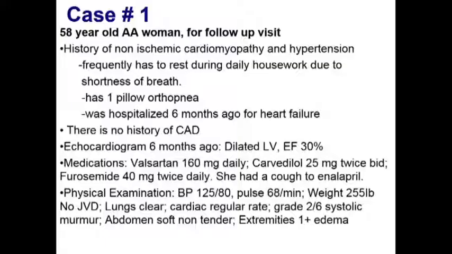Currently, she's on valsartan 160 once a day, carvedilol 40 twice a day, and she's on the valsartan because she had a cough to enalapril. Physical examination reveals a blood pressure 125 over 80, pulse 68, weight 255. She has no JVD, her lungs are clear, cardiac regular rate, grade 2 over 6 systolic murmur, abdomen is soft and non-tender, and her extremities reveal 1 plus edema.